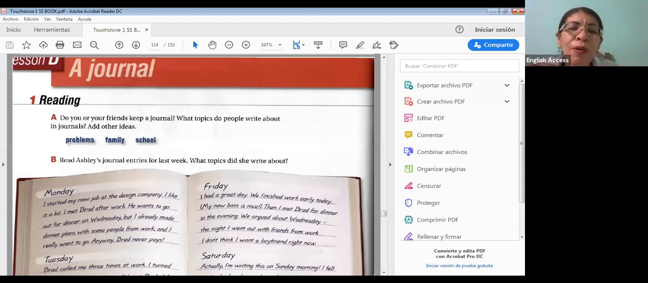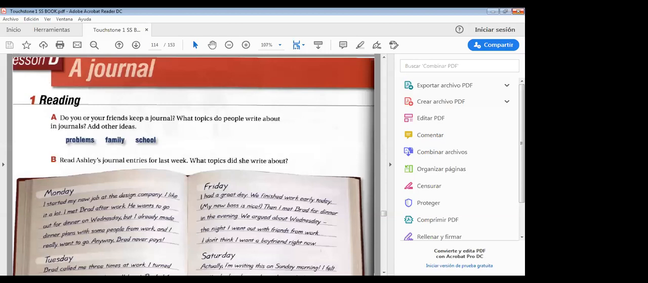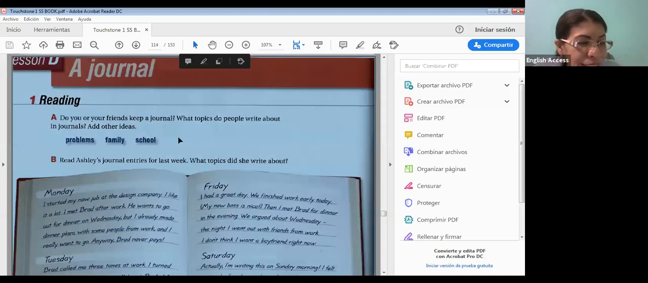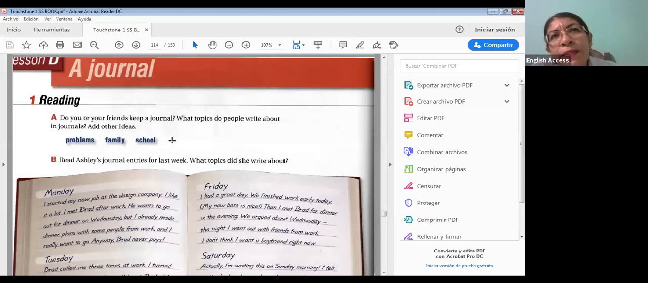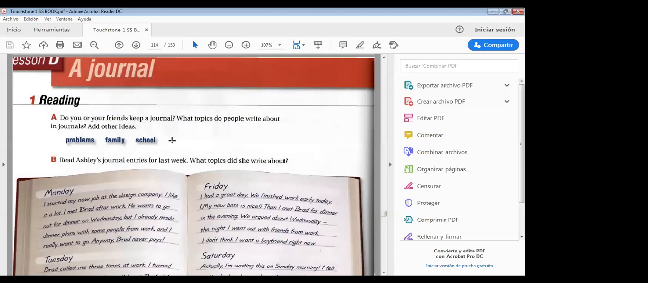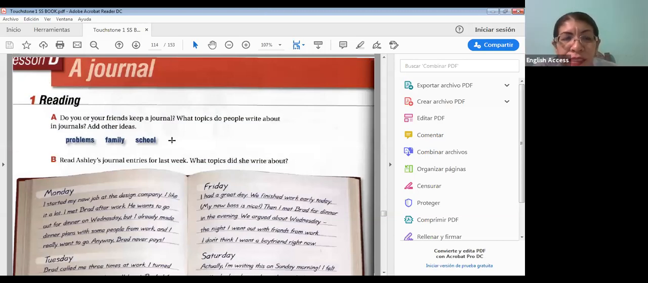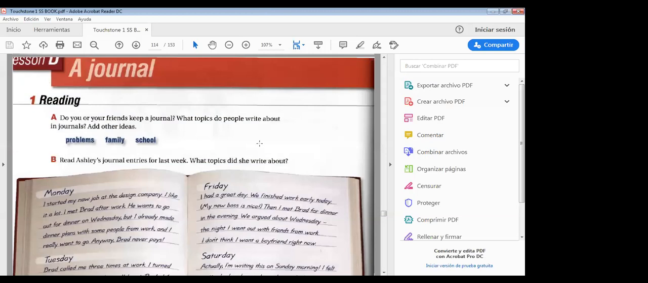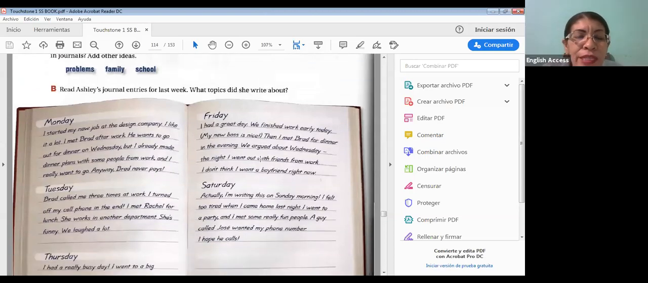So question number two. What topics do people write about in journals? Here we have some ideas. We can write about problems, about family, about school. Do you have any other ideas? What topics can we write about in journals? Luis, any other ideas? About events, could be. And friends. About friends, yes. Daily life. Okay. Your daily routine, your daily life, correct.